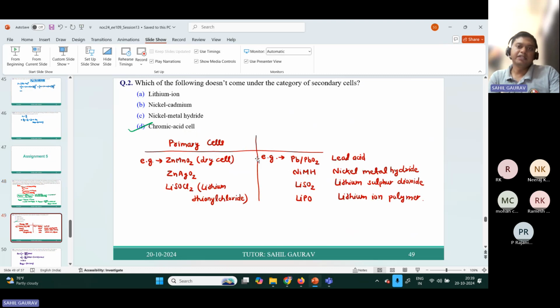Which of the following does not come under the category of secondary cells? Lithium ion is a secondary cell, nickel cadmium is a secondary cell, nickel metal hydride is a secondary cell, chromic acid cell is a primary cell. So D option is correct.